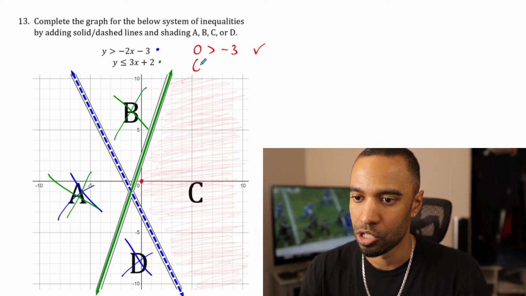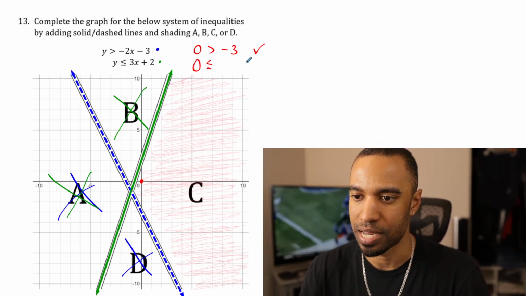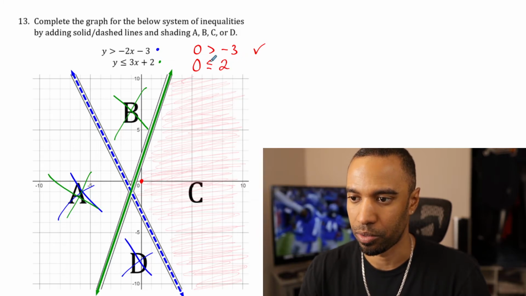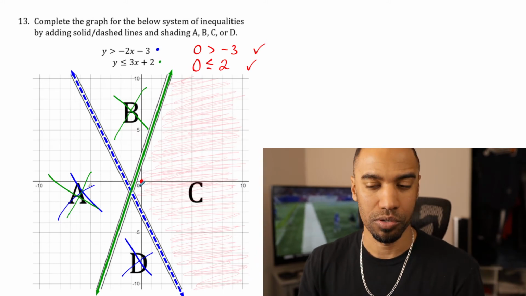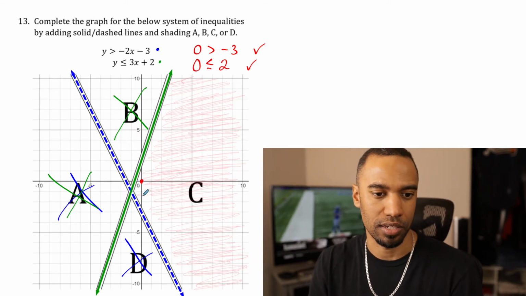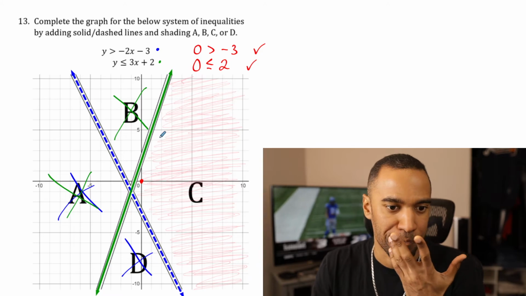For green, 0 is less than or equal to 3 times 0 plus 2. 0 is less than or equal to 2. It's not equal to 2, but it's less than 2, and that checks out as well. So the region that includes 0, 0 is also the region that works for this, and that's what you had to do. Graph the system, do all that stuff.